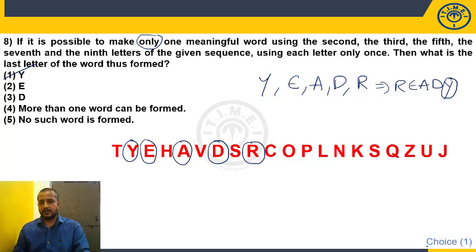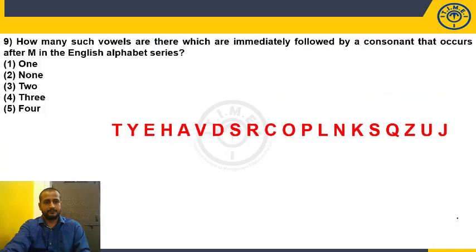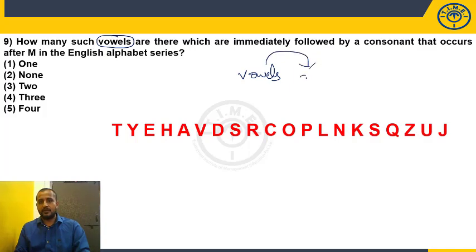See, we are discussing all the different models that can be expected in sequence. Now move to the next question. How many such vowels? Here we will be focusing only on vowels. How many such vowels which are immediately followed by a consonant? Vowel followed by a consonant.